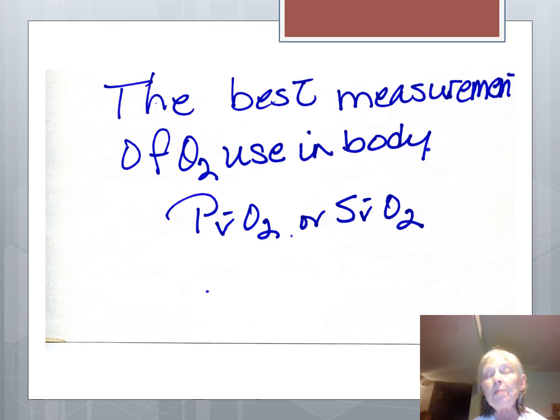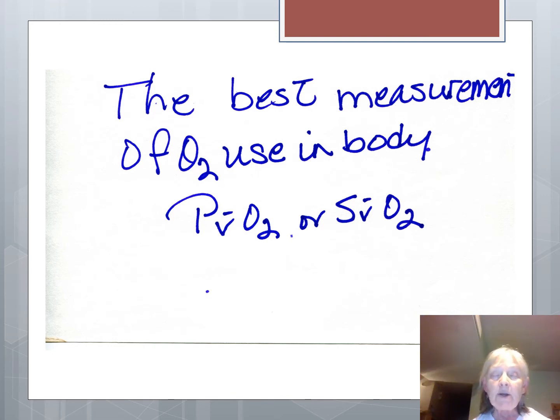A normal PVO2, this is one of the figures that you're going to get from Teresa and I. We use the same numbers. PVO2 is between 38 and 42 millimeters of mercury. A normal SVO2 is about 75%. So this is what we base this off at this particular point.